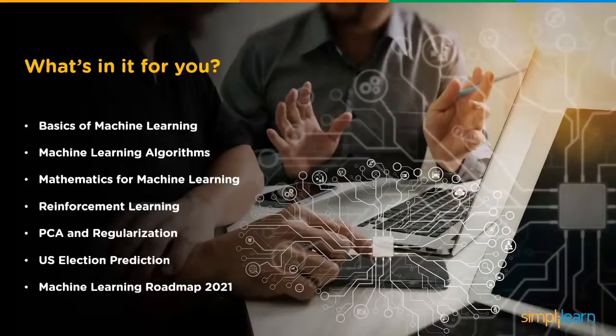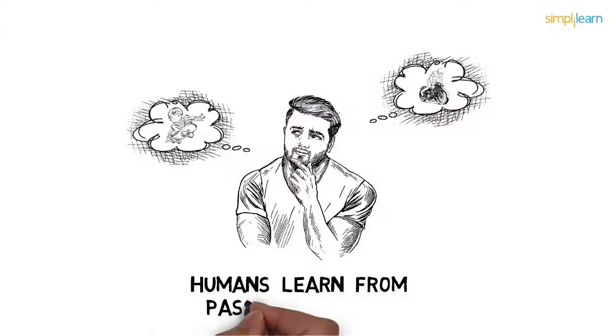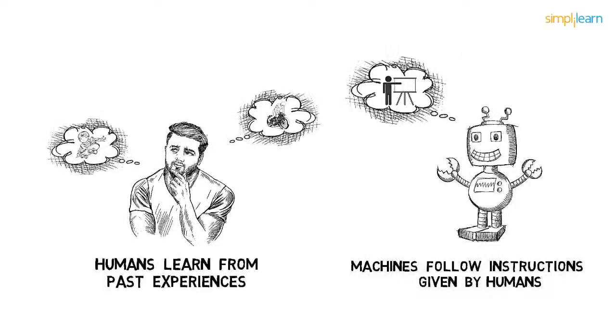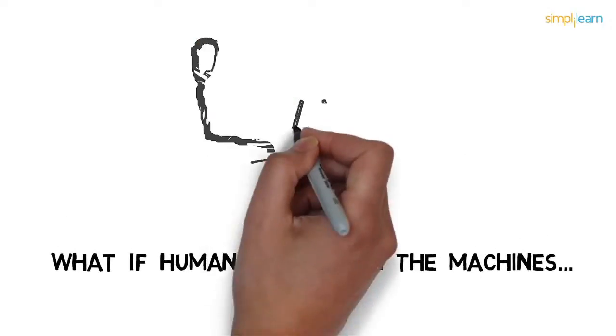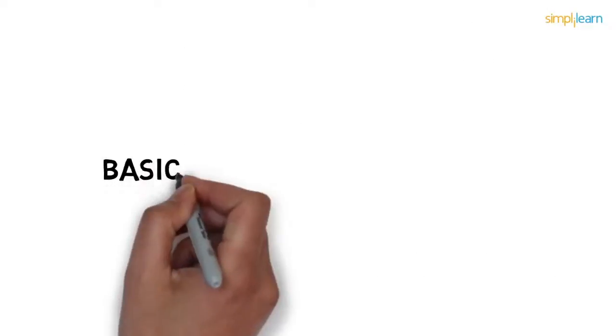So let's begin with a short animated video on machine learning. We know humans learn from their past experiences, and machines follow instructions given by humans. But what if humans can train the machines to learn from their past data and do what humans can do and much faster? Well, that's called machine learning. But it's a lot more than just learning. It's also about understanding and reasoning. So today, we will learn about the basics of machine learning.